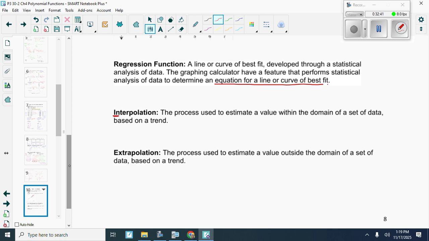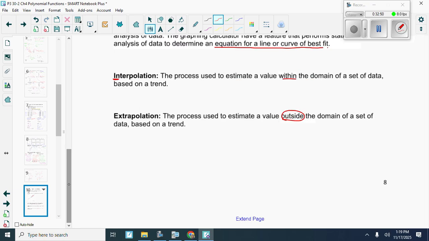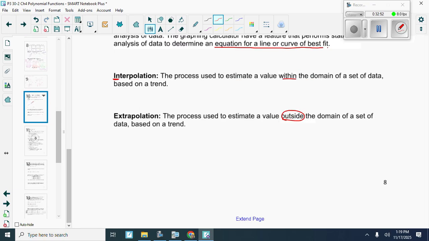Extrapolation is based on outside information. Okay, not too hard.